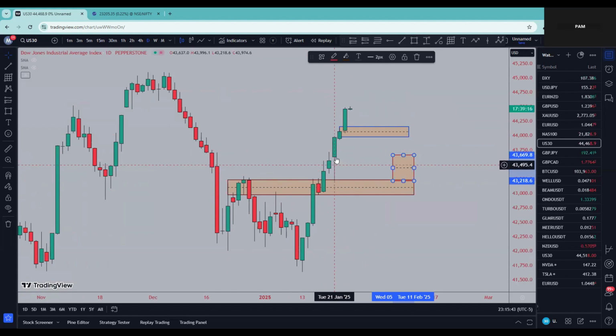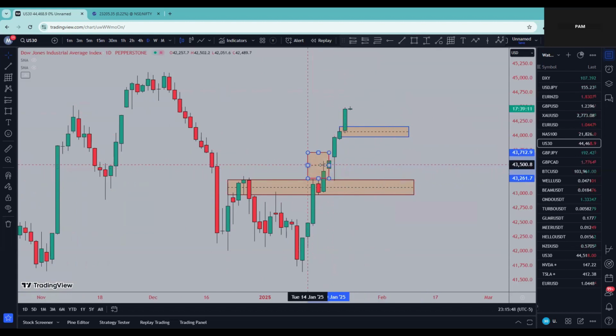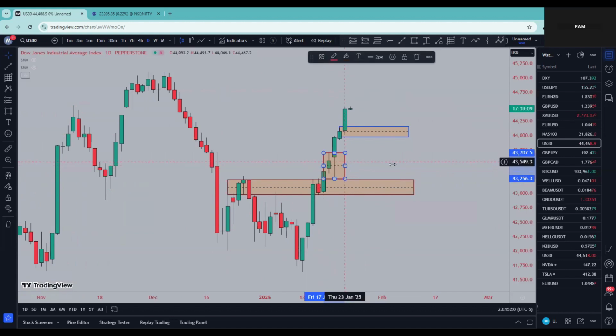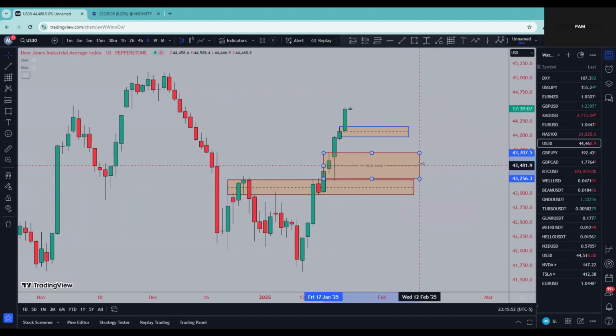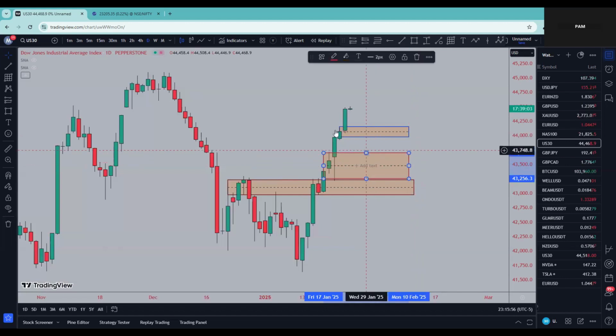Came back to test it. Pushed up again. So our next entry on the 1 hour, our next point of interest on the 1 hour is going to be below, the low of this bullish candle, because it swept liquidity. It swept the liquidity off the candle before it.